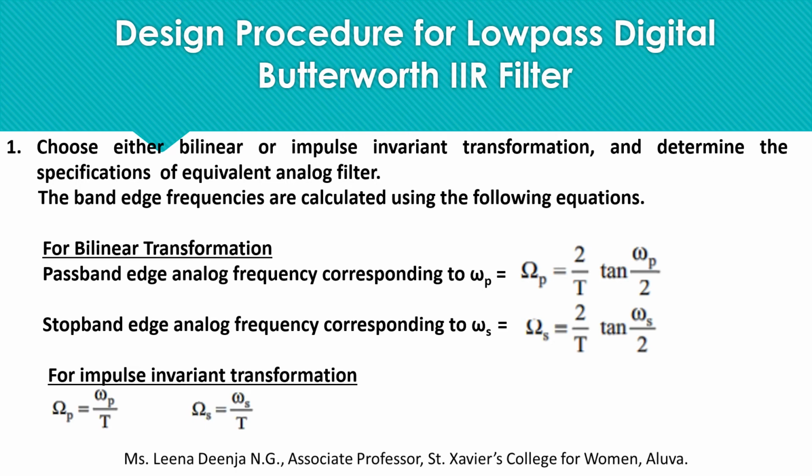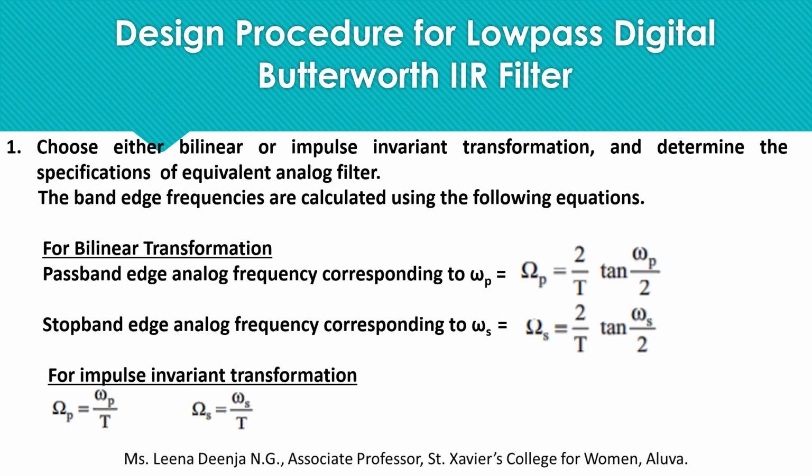Next, we consider the design procedure for a low-pass digital Butterworth IIR filter. The first step is to choose either the bilinear or impulse invariant transformation and determine the specifications of the equivalent analog filter. The gain or attenuation of the analog filter is the same as the digital filter. The band edge frequencies are calculated using the following equations.